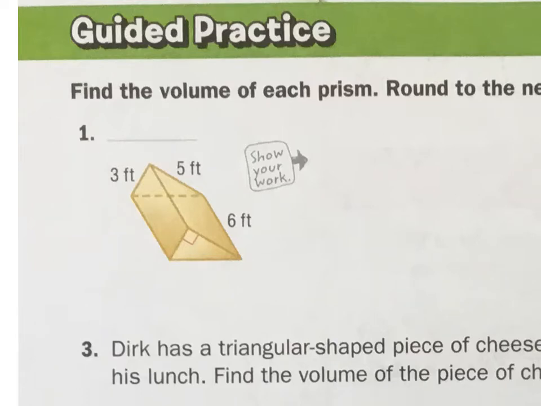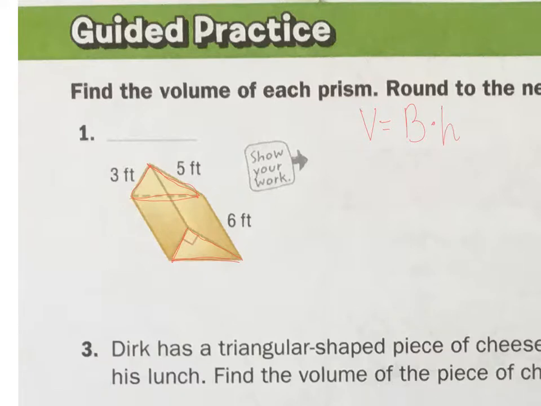This is the guided practice for 10.2, and we are finding the volume of a triangular prism. We know this to be a triangular prism because we can see these two bases. This base and this base here are both triangles, and they're the same size and the same shape, which means they are congruent. So, we want to use the formula to find the volume. And the formula is volume equals the big B, which is the area of the base, times height.